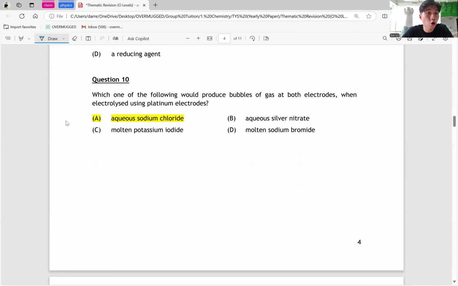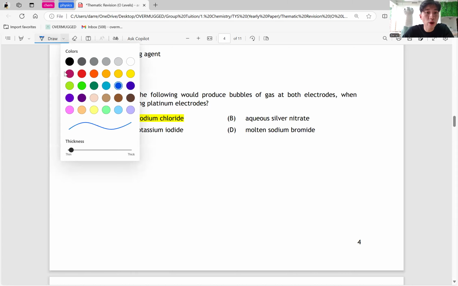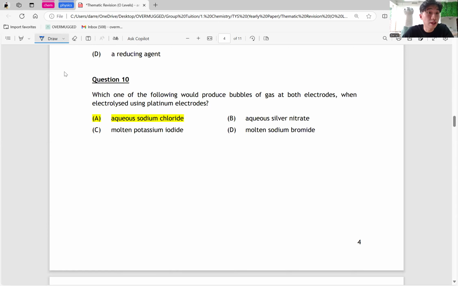Typically, electrolysis is always a question that scares a lot of students, but how I like to break it down is in 3 parts. Whenever you do an electrolysis question, you need to analyze a few things. The first thing is to analyze what type of electrodes are being used. And when you see platinum electrodes, I need you to understand that this is inert.